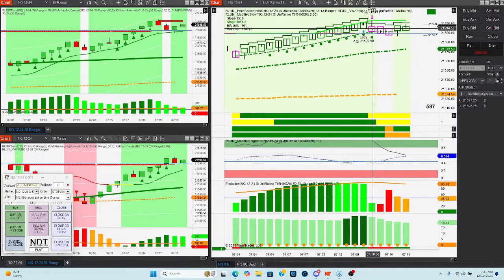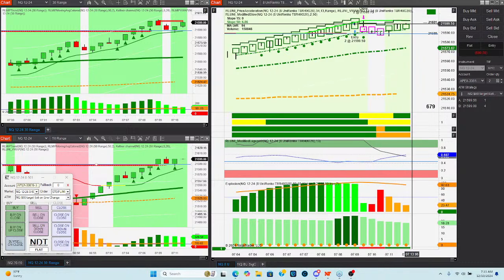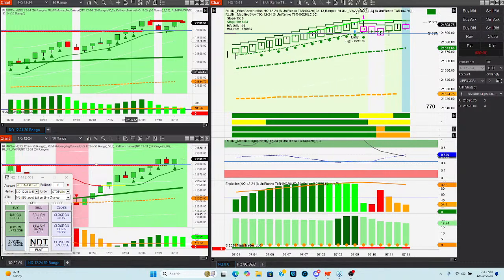Okay, see, it's doing just what it did last time. Went down 2 bars, went back up. Looks like we're going to try to get a double top here. And let's see if it drops this time.